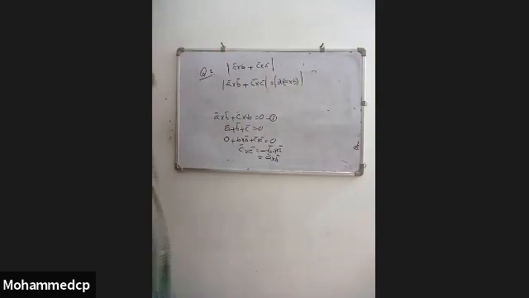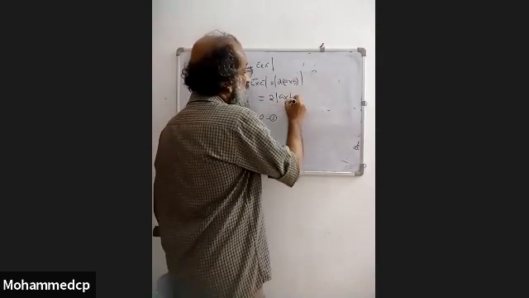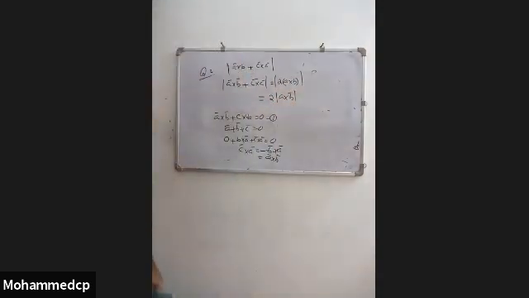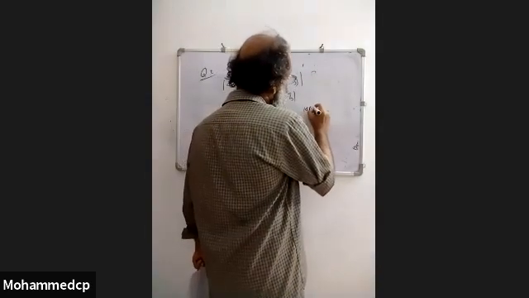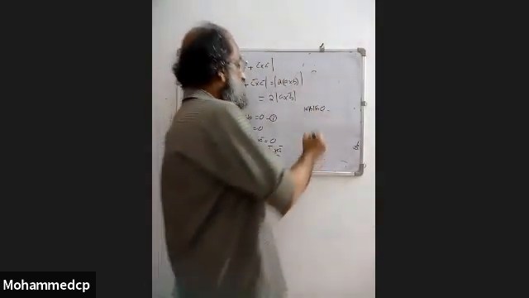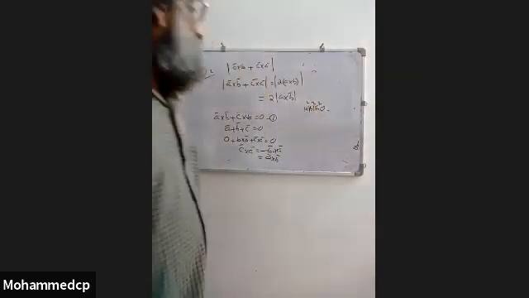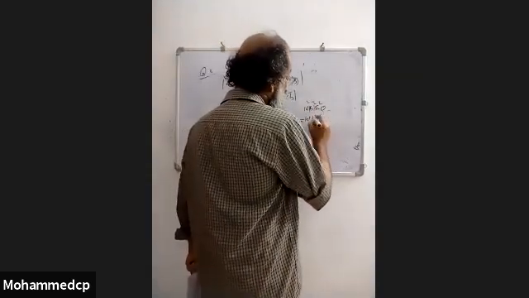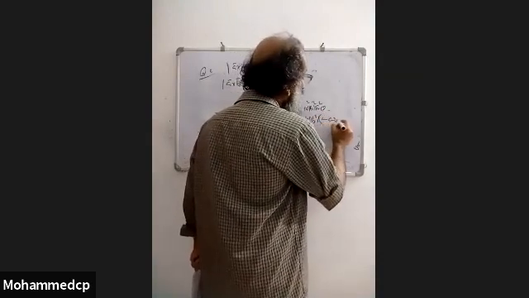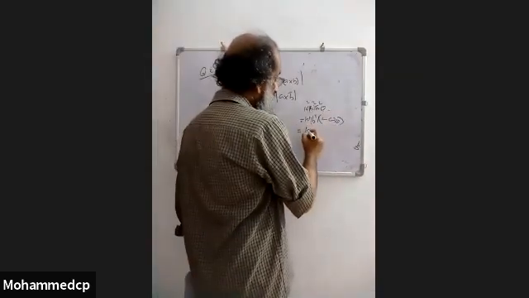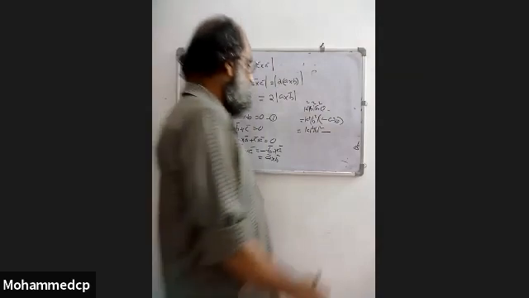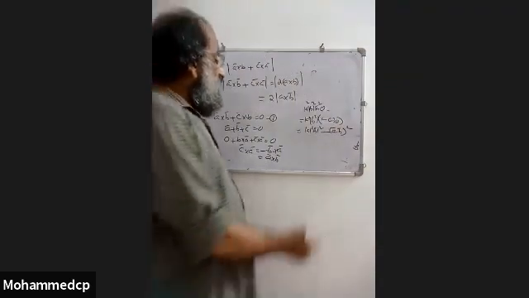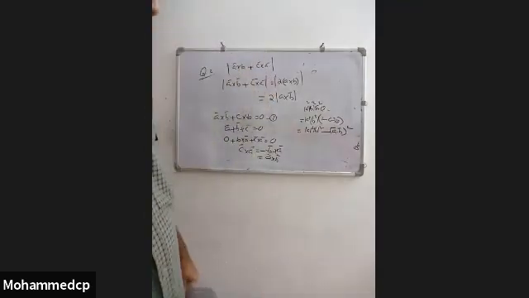Mod 2 times A cross B equal to 2 mod A cross B. And we know that mod A cross B is mod A mod B sin theta. When you square it, mod A square mod B square sin square theta, which you can write as mod A square into mod B square into 1 minus cos square theta. When you distribute that, you get mod A square mod B square minus mod A square mod B square cos square theta, that is A dot B square. So mod A cross B square is equal to mod A square B square minus A dot B square.